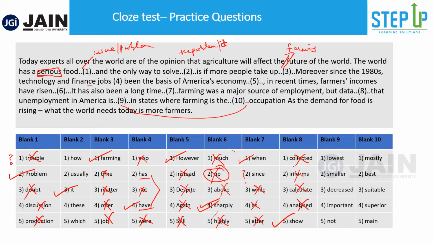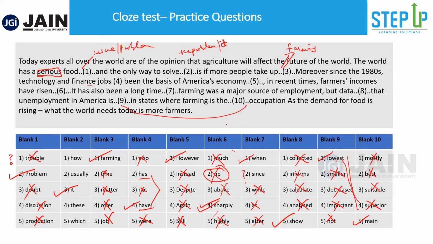But data show that unemployment in America is smaller. No, "smaller" is not grammatically correct. Decreased, important, not. So the only option that makes sense here is lowest. So where farming is the lowest, unemployment in America is lowest, where farming is the main occupation, right? Superior occupation, suitable, right? Best. So it should be this. But data show that unemployment in America is lowest where farming is the main occupation.